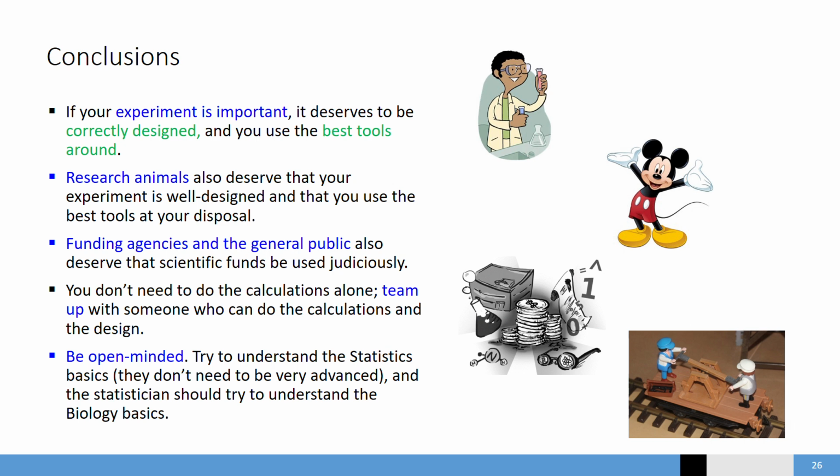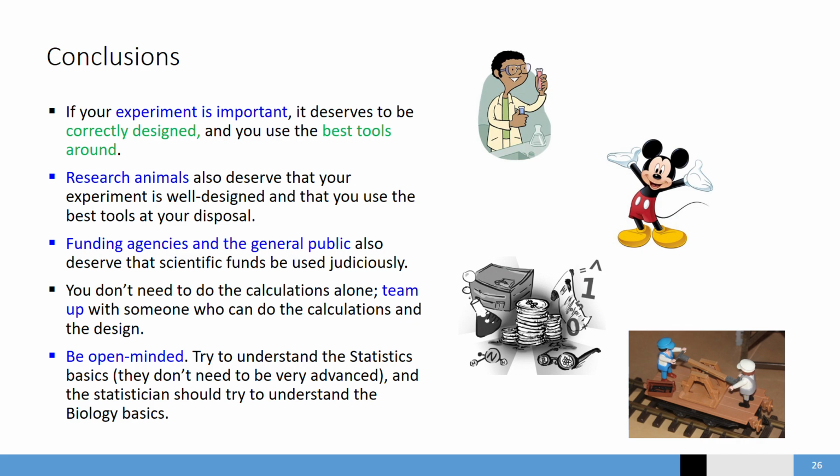And be open-minded. If you are looking for help, try to understand the statistics basics. You don't need to understand the very core details of statistics, but try to understand the minimum so that you can talk to the statistician. The statistician should do the same, and try to understand the biology basics, not the very core details of the experiment that you are performing, but you should be open-minded to be able to talk to a person with a different background.